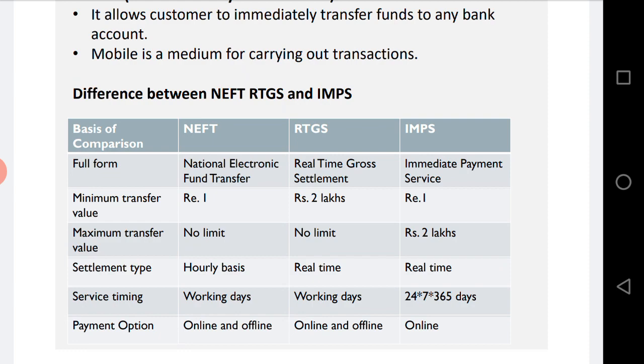Service timing: NEFT is done only on working days, even RTGS on working days. Nowadays banks are having holidays on the second and fourth Saturday, so on the second and fourth Saturday you can't carry out these transactions. And IMPS is what you are having 24 into 7, 24 into 7 into 365 days. That means anytime you can use the IMPS service. Next, payment option: NEFT and RTGS are both done online as well as offline, but IMPS is done only online.